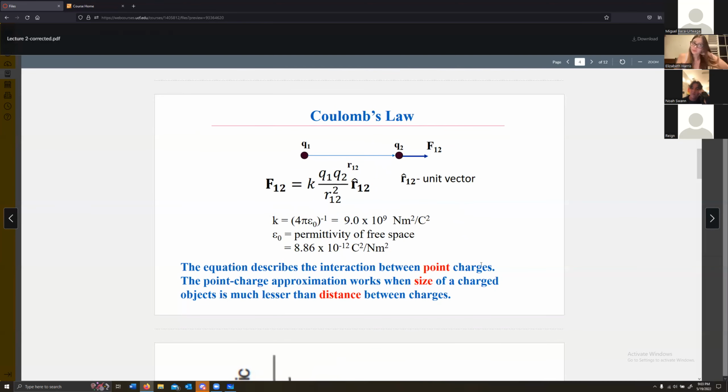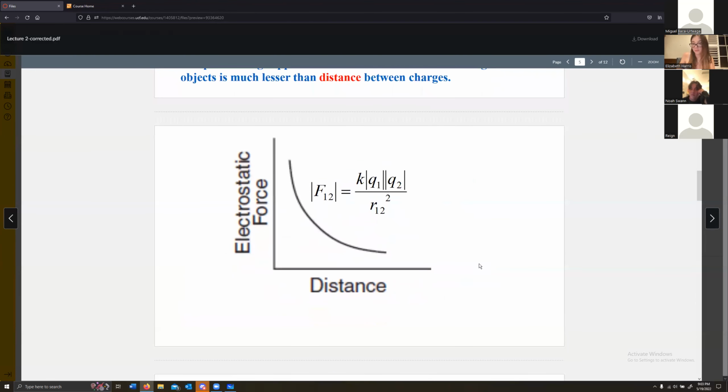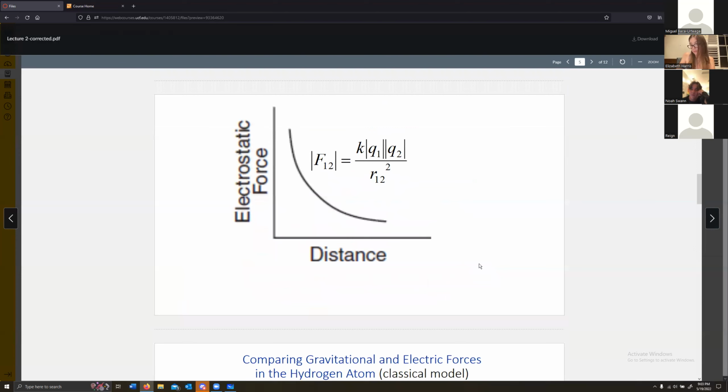So basically what we want to think about here is that the equation describes the interaction between point charges. The point charge approximation works when the size of a charged object is much less than the distance between charges. And I think in this instance, he talks about the relation between the electrostatic force and the distance. This plays into how an electrostatic force can be greater than the effect of gravity in a vacuum. So let me see what notes I have here.